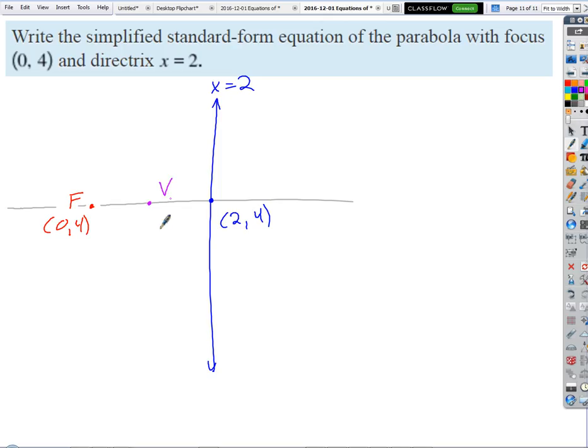That's V. And what are its coordinates going to be? The y coordinate is what? 4. What's the x coordinate going to be? If it's halfway between 0 and 2, 1. Okay? What's the value of p?